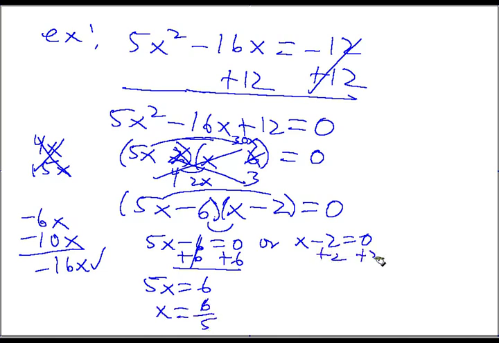Here, add 2 to both sides. We get x is equal to positive 2. No big deal. So my two solutions for this problem will be 6/5 and positive 2.